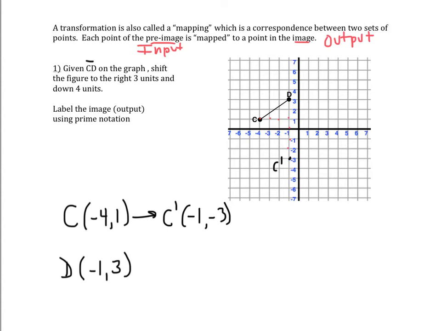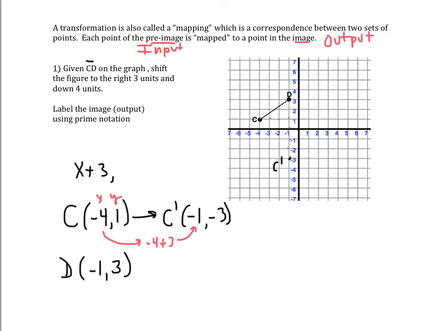Now check it out. Our rule said that we had to shift the figure to the right 3 units. Going to the right 3 means that we're going along the x-axis. So we're adding 3 to the x value. And check out your coordinates. Remember that we always write points x, y. So if we take -4 and we add 3, we do get -1. So that's exactly what happened.